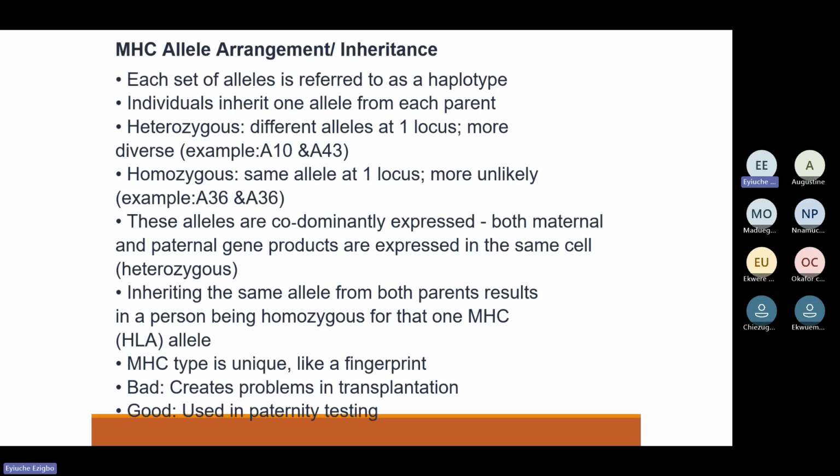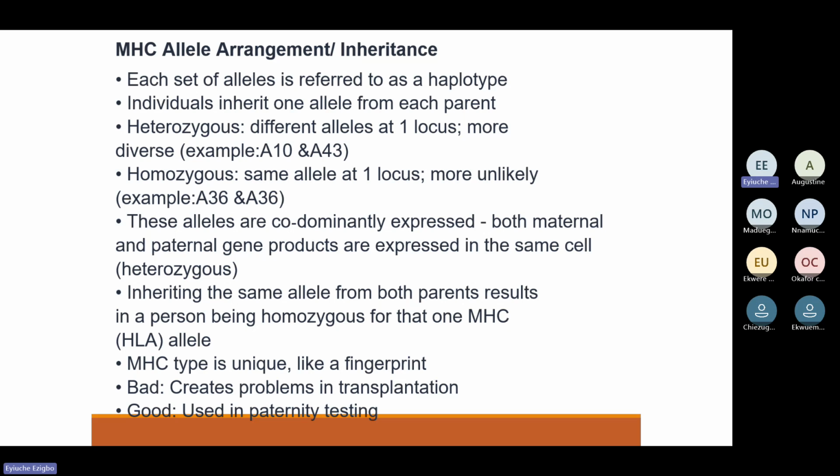The MHC allele arrangements or inheritance: each set of alleles is referred to as a haplotype. Individuals inherit one allele from each of the parents. Heterozygotes have different alleles at one locus, so they are more diverse. Homozygous means the same allele at one locus, for example A36 and A36. The same allele, we say they are homozygous. Different alleles, we say they are heterozygous.